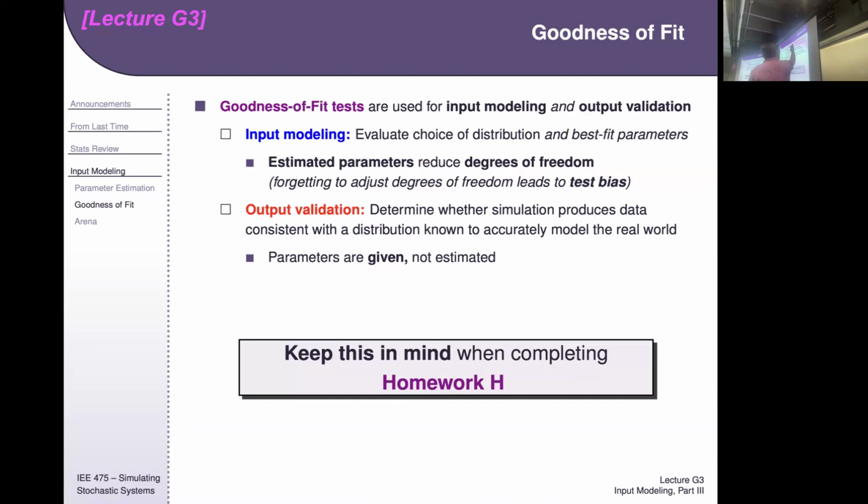And so goodness of fit is useful in two cases. First, input modeling. So I really think my arrival rate should have exponential inter-arrivals. So what is the best rate that I would pick? Well, I'm going to pick an exponential, and I'm going to pick the best rate for the data that I have. That's for input modeling.